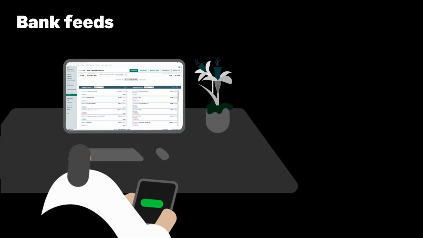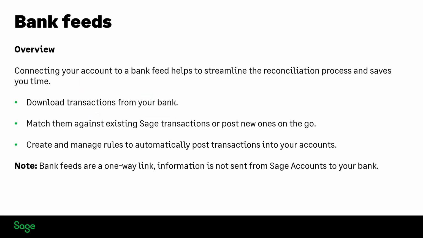But just to give you a flavour and a taster for this afternoon's session: if you've got a bank which is compatible, potentially you can set up the bank feed. That will enable you to download transactions direct from your bank and pull that into what is very similar to the reconciliation screen. So you'll have a list of the downloaded transactions from your bank, and a list of your Sage transactions.